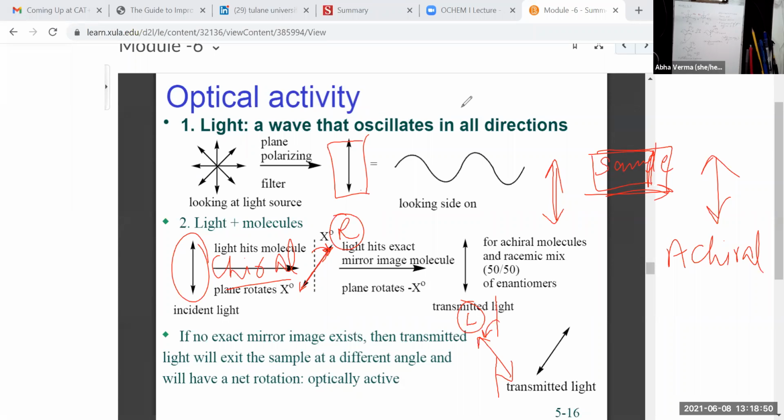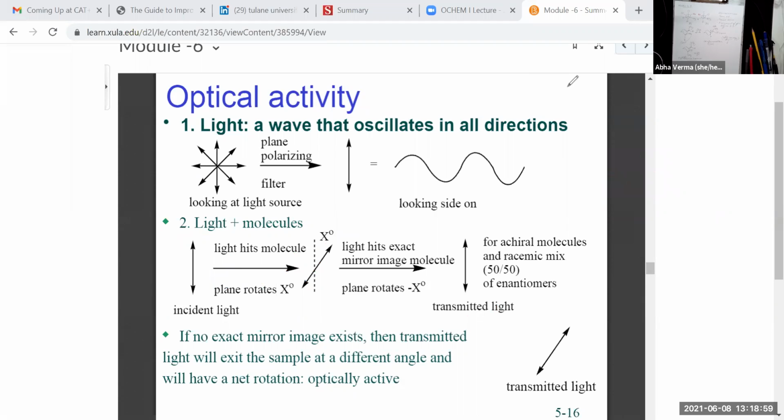This can only be determined on your machine, on a polarimeter. You cannot do it on paper. So whether your chiral center is going to turn left or turn right will be determined only by this. So optical activity helps you determine if a molecule is chiral or not.